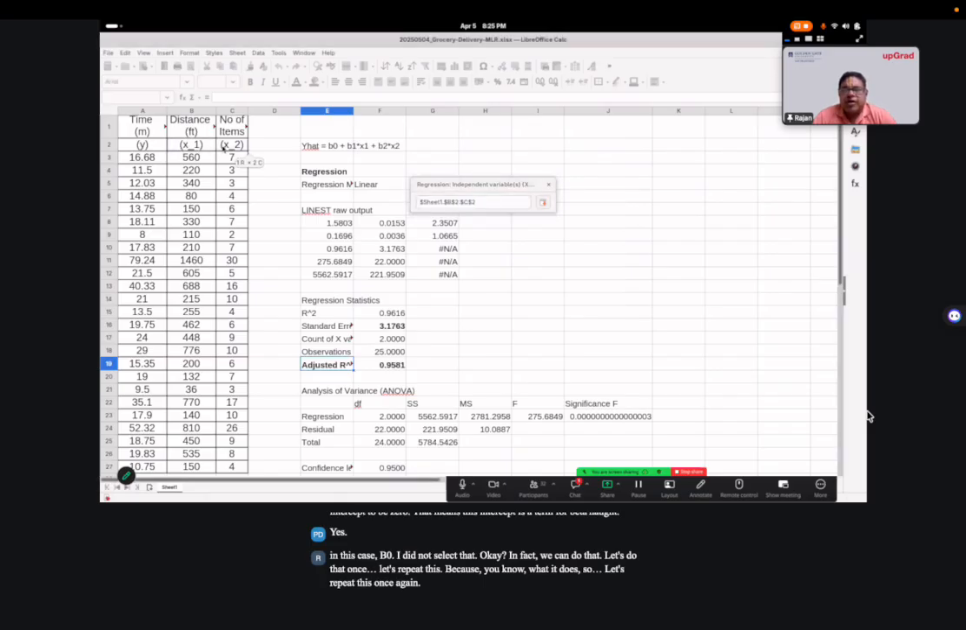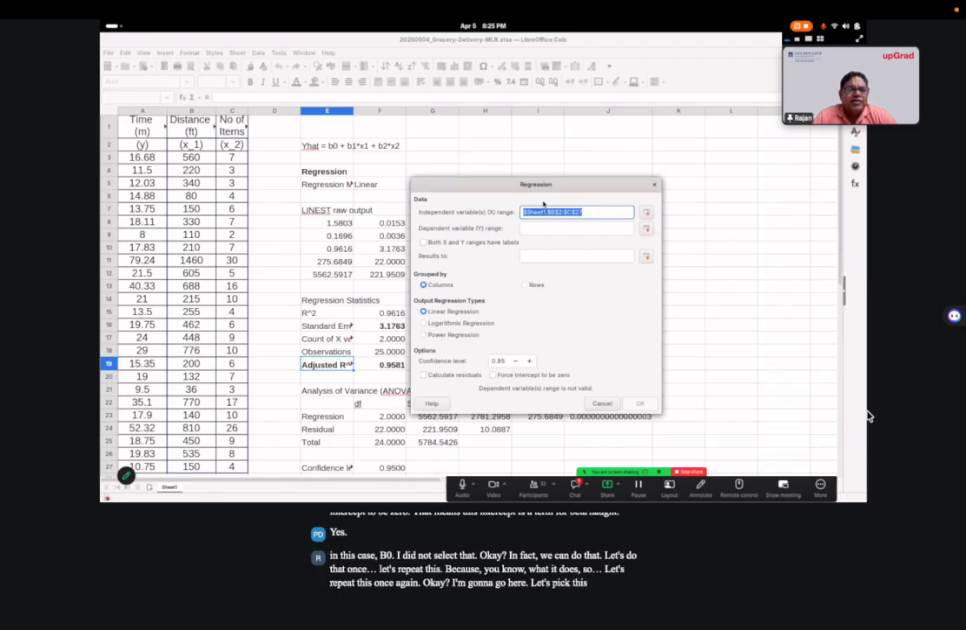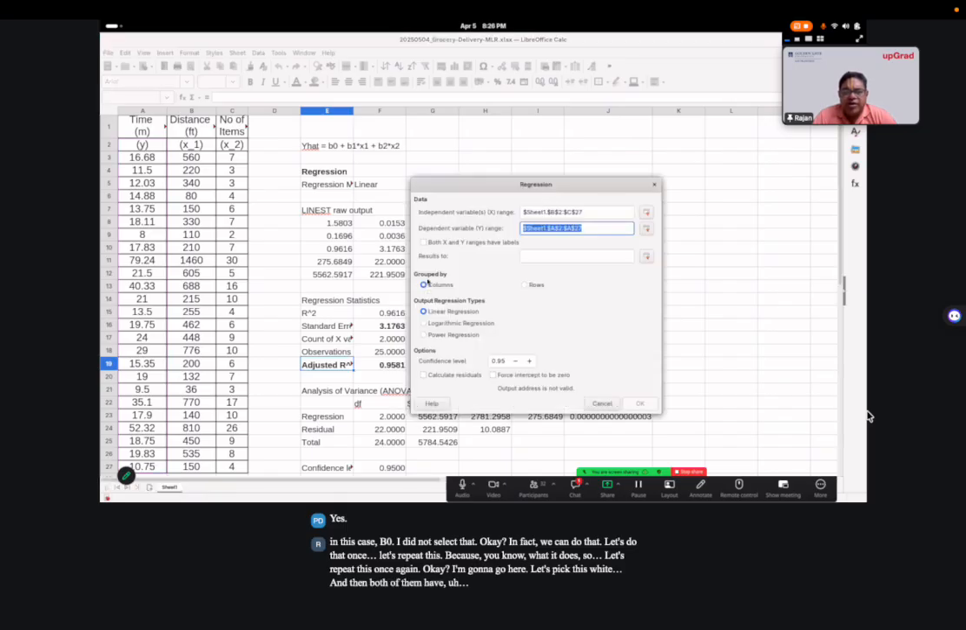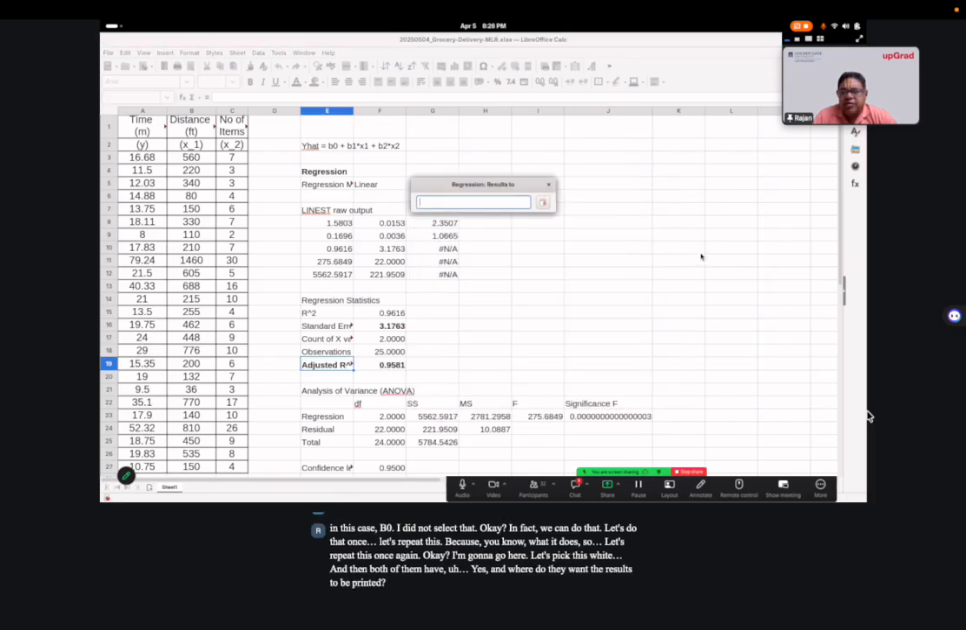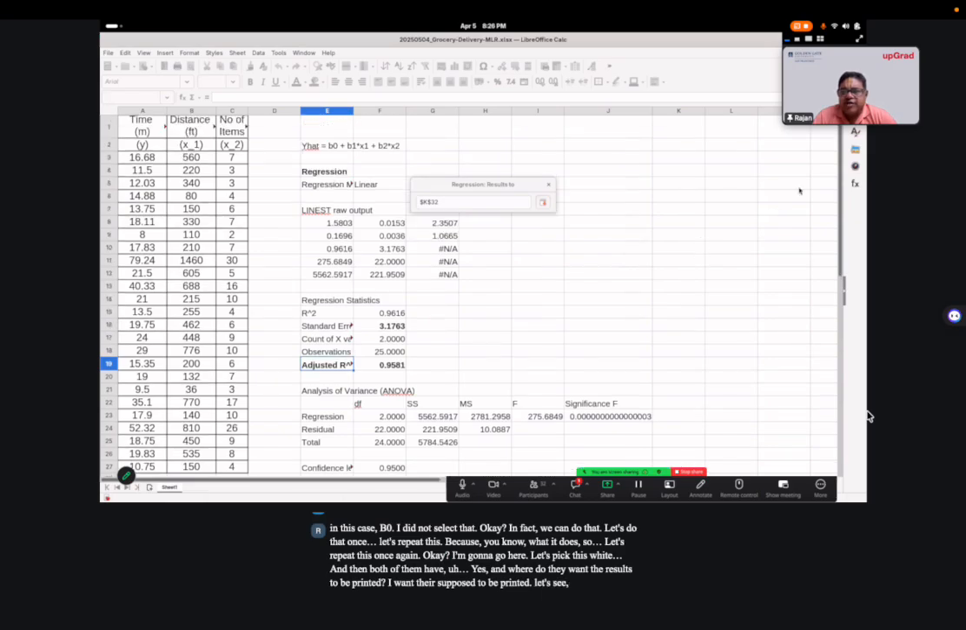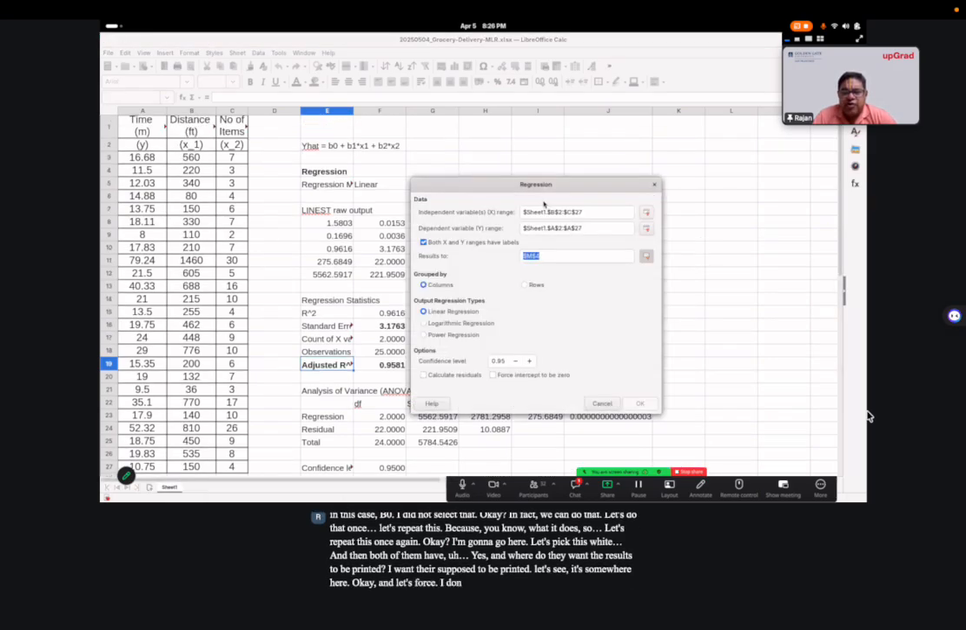Okay. And go here. Let's take this Y. Okay. And then both of them have labels, yes. And where do I want the results to be printed? I want the results to be printed, let's say somewhere here. Okay. And I don't want the residuals. Let's force the intercept to be 0. And let's see what happens.